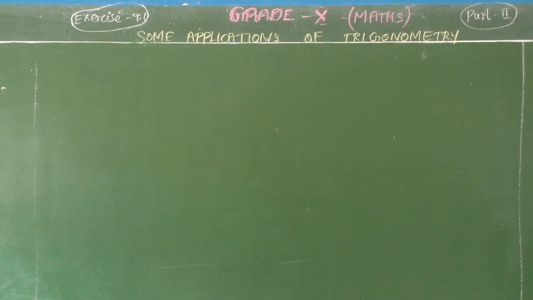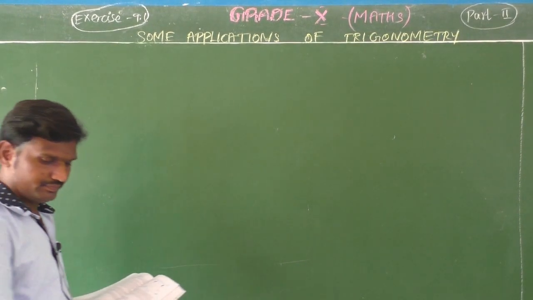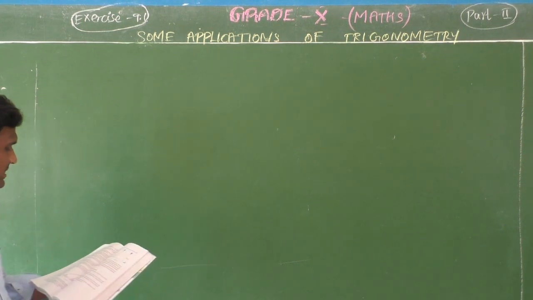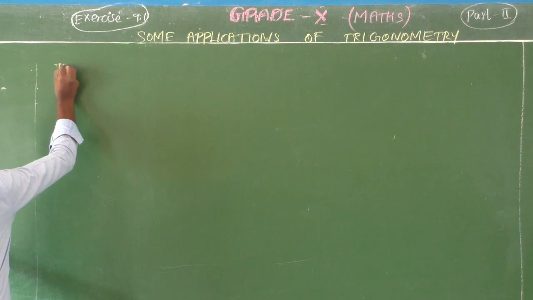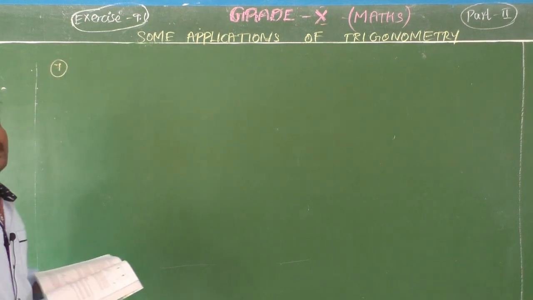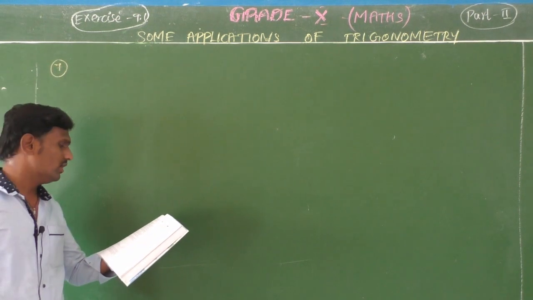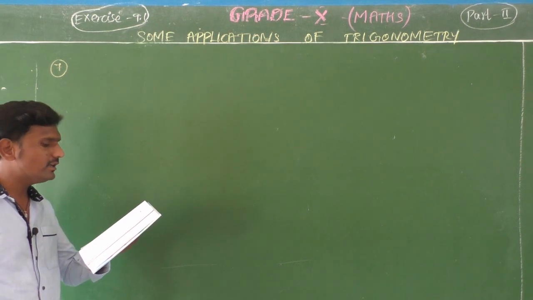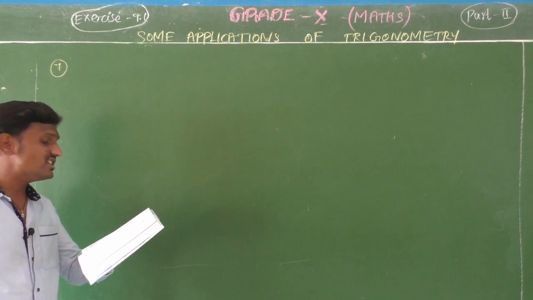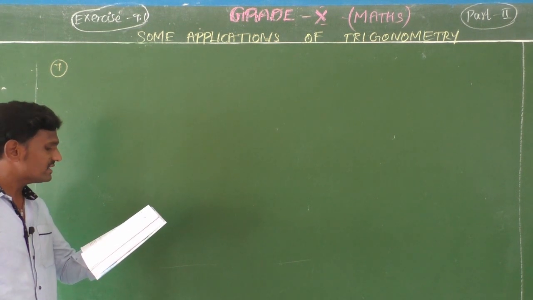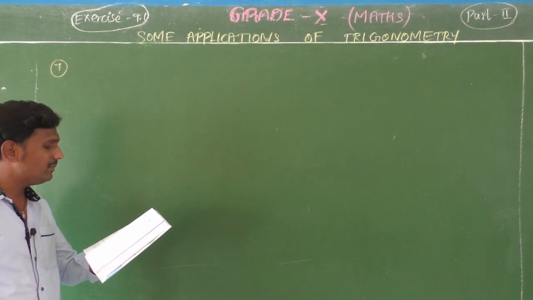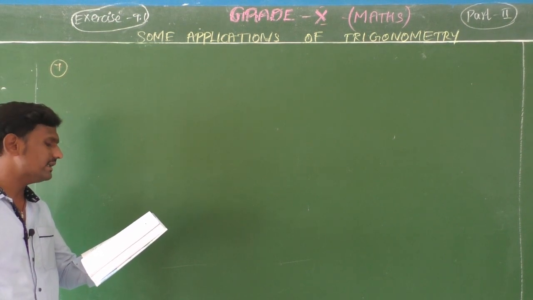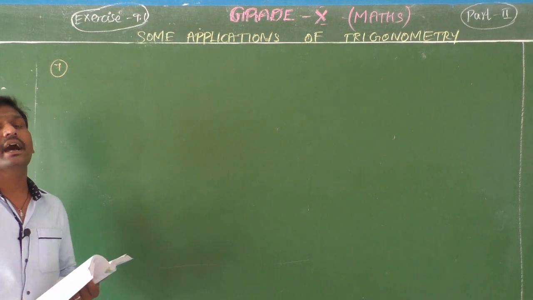Then the next question, students, in Exercise 9.1, question number 7. I am reading the question, listen carefully. From a point on the ground, the angles of elevation of the top and bottom of the transmission tower fixed at the top of a 20-meter tall building are 45 degrees and 60 degrees. Now we need to find the height of the tower.